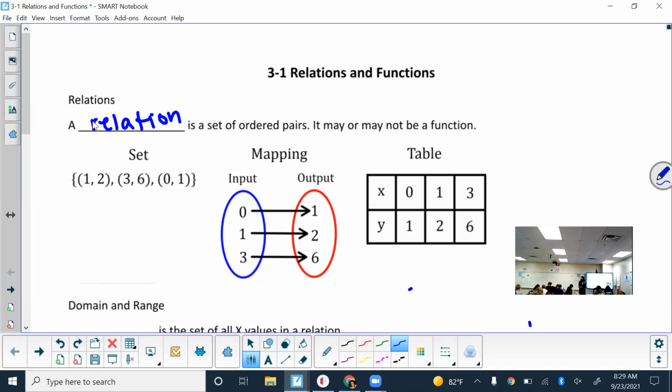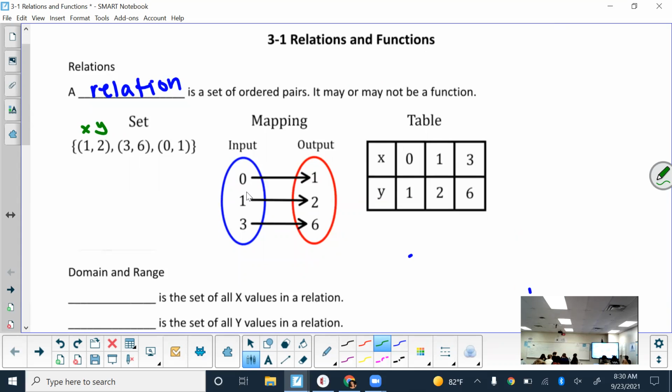So it could be like the first example, it could just be a set of ordered pairs, like a list. You should know that ordered pairs go in the order of X, Y. You should know that from your last test. So that's what a set looks like. Here's what a map looks like.